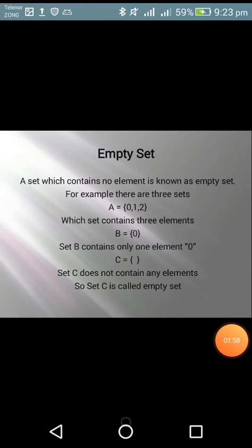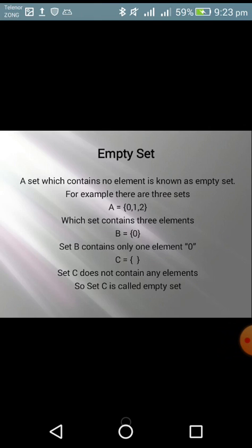Now the other type of set is the empty set. A set which contains no element is known as an empty set. Meaning a set in which there is no element is called an empty set. For example, there are three sets. Set A equals {0, 1, 2}.